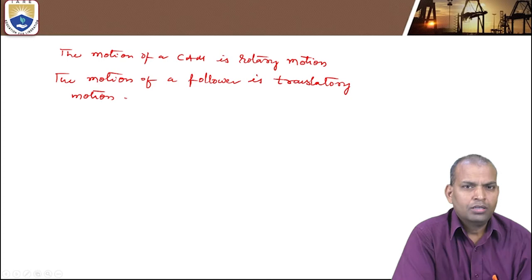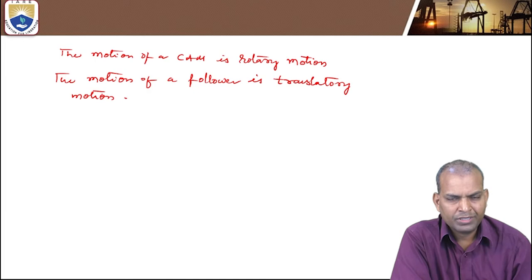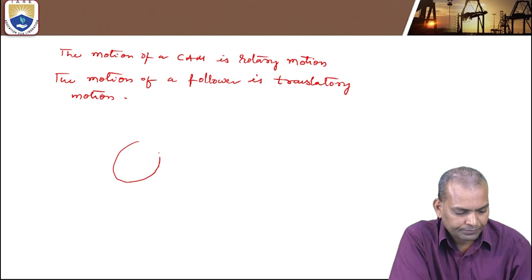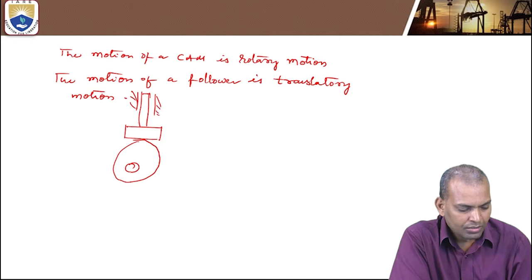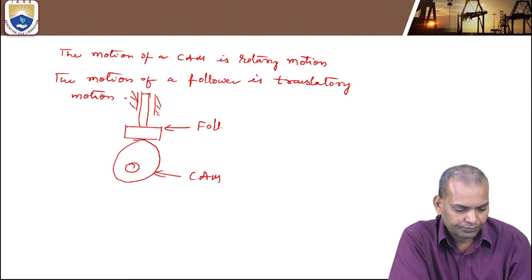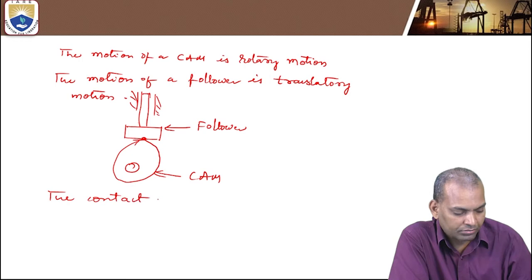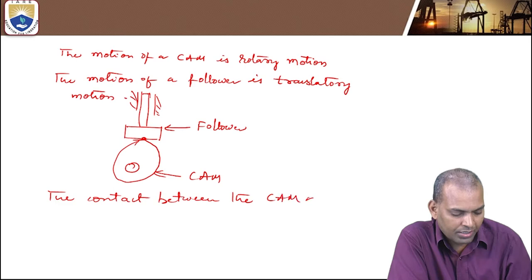So the types of followers, what is the follower? It is one of the links in the language of kinematics. The contact between the cam and the follower is a point contact.